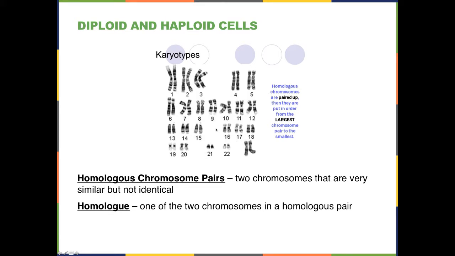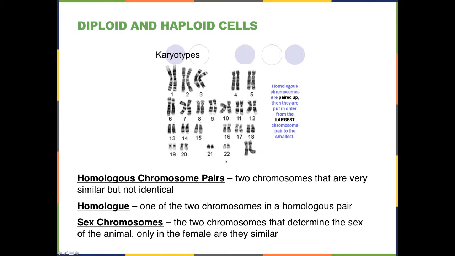Now, a term for each one of these 2 members of a pair is a homologue. So you have one member here, one homologue, and a second homologue. Those 2 together make up a homologous chromosomal pair.